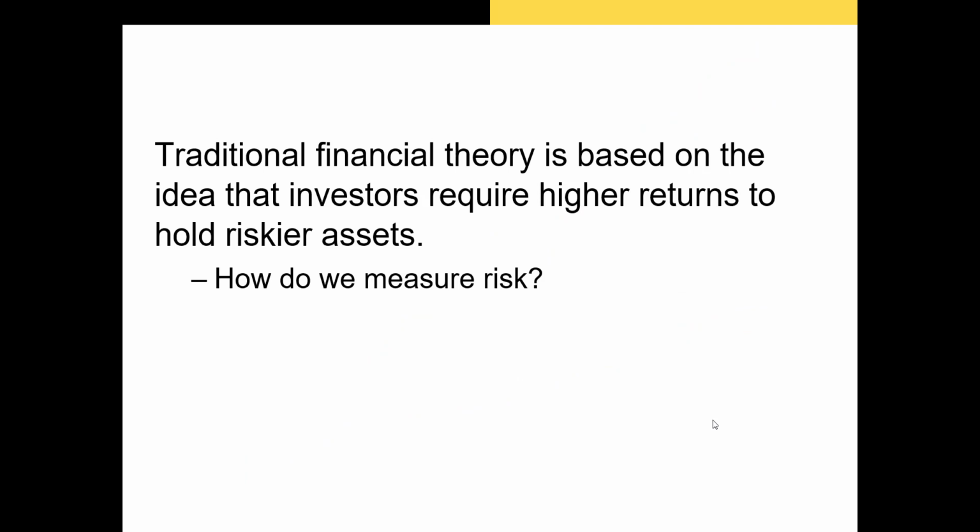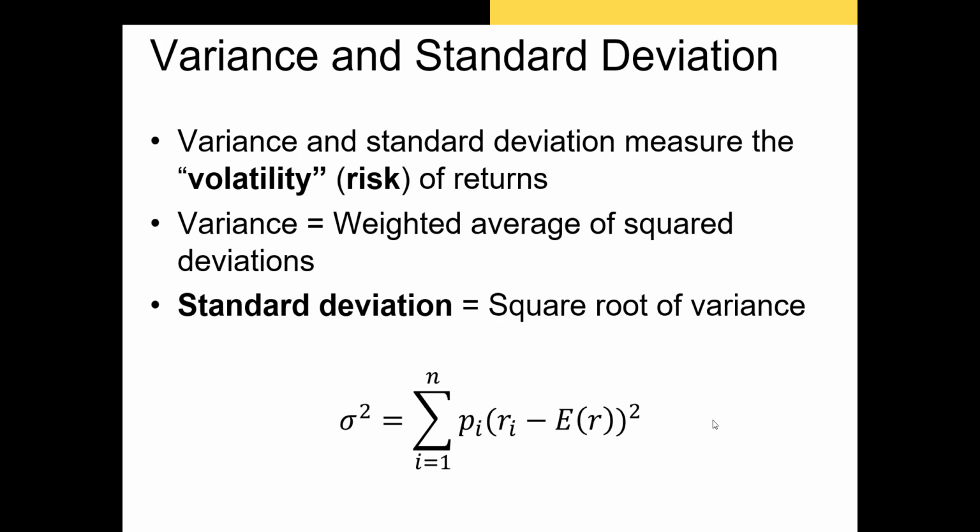Now let's talk about something besides returns. Traditional financial theory is based on the idea that investors require higher returns to hold riskier assets. So how do we measure this risk? The answer is that we use standard deviation. So why do we do this? Well, variance and standard deviation measure the dispersion of points around a mean of a distribution. In this context, we're attempting to characterize the variability of possible future security returns around the expected return. In other words, we're trying to quantify risk and return.